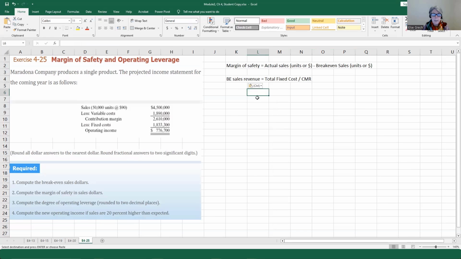So what are we going to do? We're going to take the total fixed costs, which is $1,833,300. We're going to divide it by the contribution margin ratio. Remember what that is. It's going to be the contribution margin divided by sales. So I'm going to take the contribution margin, 2,610,000, divided by sales, 4,500,000. That's 58%. So now I can calculate break-even sales revenue. This is break-even sales revenue.